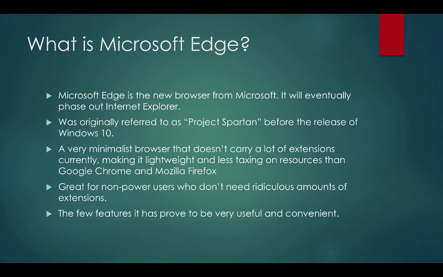What is Microsoft Edge? It's the new browser from Microsoft that came out with Windows 10. It was made to eventually phase out Internet Explorer. It was originally referred to as Project Spartan before the release of Windows 10. It's a minimalist browser. It doesn't carry a lot of extensions right now, which makes it really lightweight and easier to run, and it makes it less taxing on resources than other browsers. It's good for people who don't need a lot of extensions.